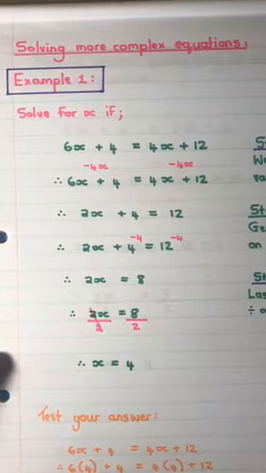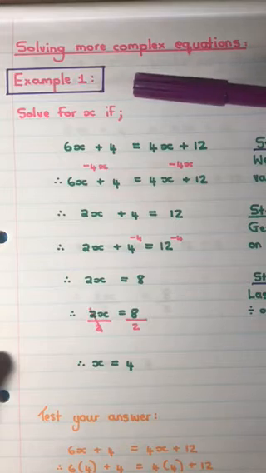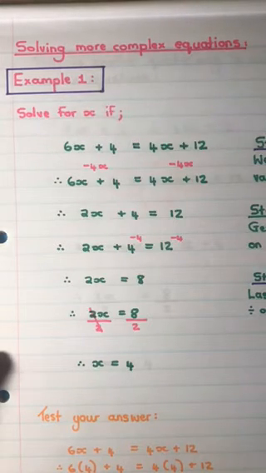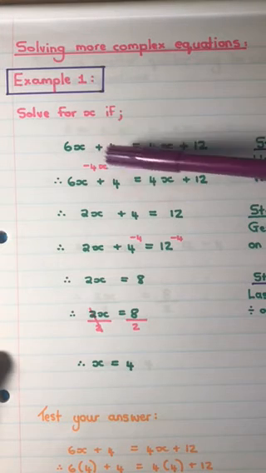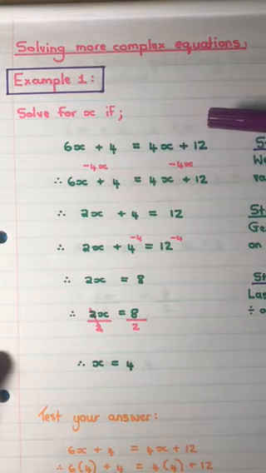And today what we're going to do is look at two more examples of solving more complex equations. For example 1, you can see solve for x: 6x plus 4 is equal to 4x plus 12. So what makes this different to yesterday's sums?